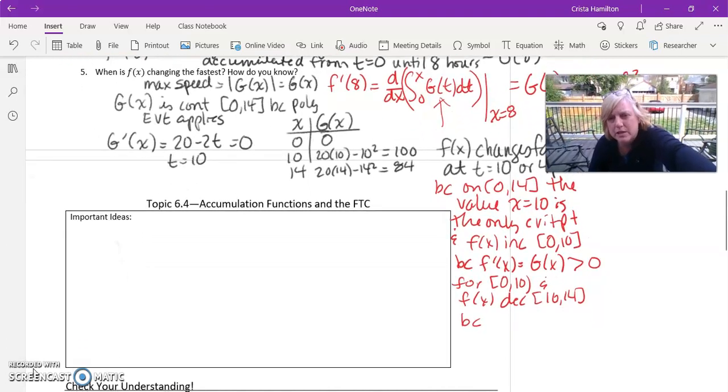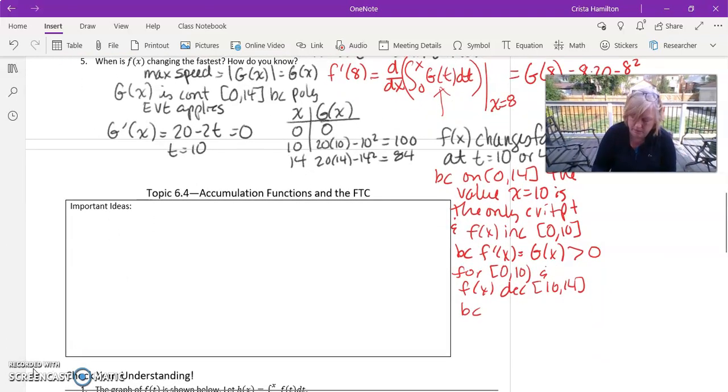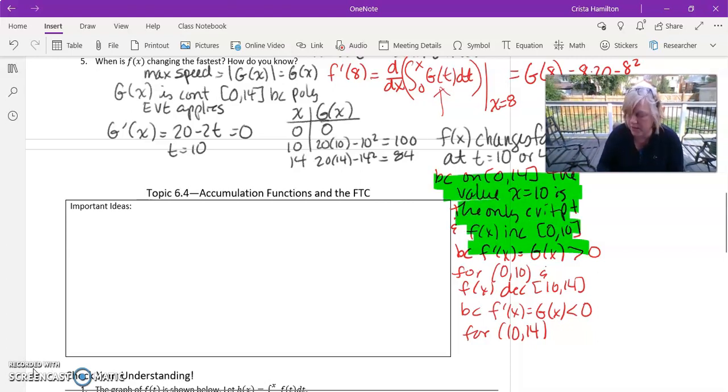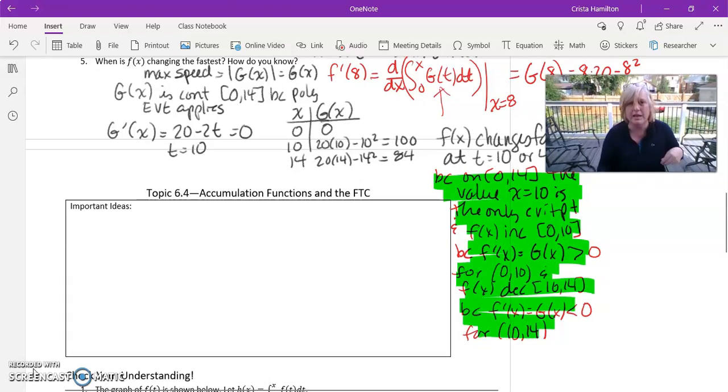Oops, it'd be helpful if I make sure that you guys can see that. f of x decreases from 10 to 14 because f prime of x, which was equal to g of x, was less than 0 for 10 to 14. Let's probably change that to parentheses as we're looking at it. All right, so that gives you two options. Just reminding you, the red that I put in here is going to be option number 2. We don't need both of them. You can either do an EVT argument, or you can say there's only one critical value on the interval, and the function is only doing this.